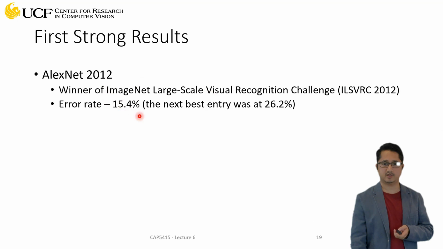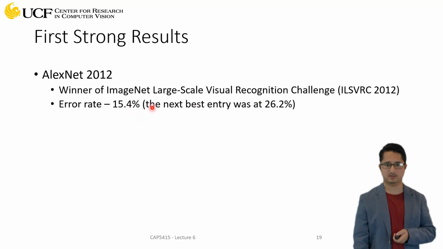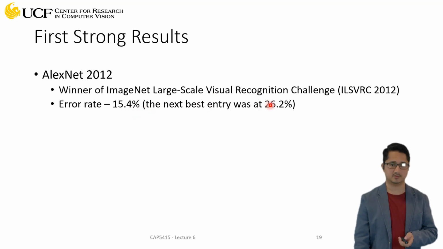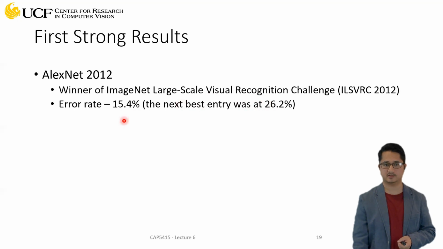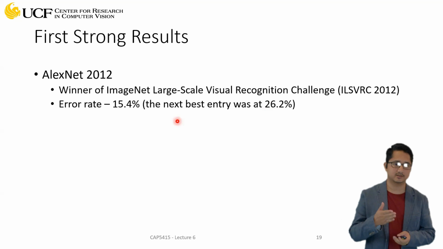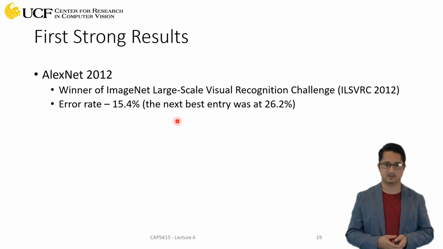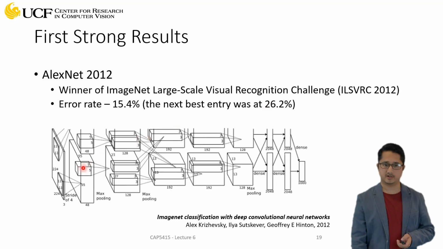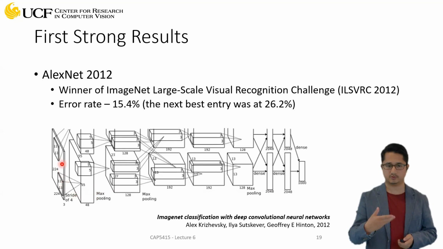But in 2012, the error rate was improved by almost more than 10%. It dropped from 26 to 15. The next best entry was 26%, which was not using CNNs. So this was a big breakthrough, and that's when the deep learning revolution started. That was the architecture used in AlexNet, and you can see it's almost the same as what we saw in LeNet. Okay, this is the input. Again, we are going to talk about this architecture in more detail when we do the case study.